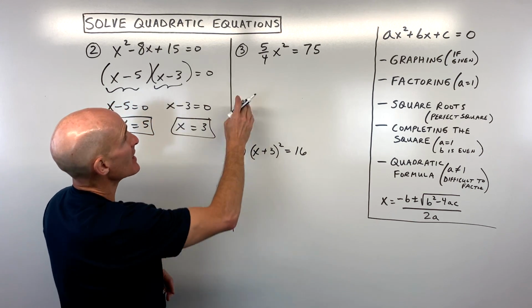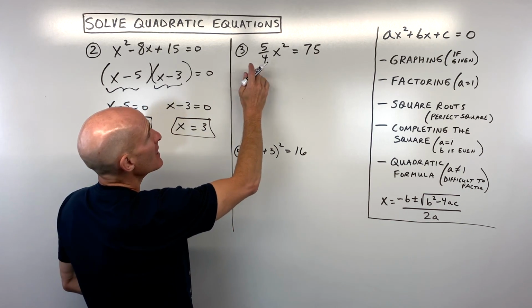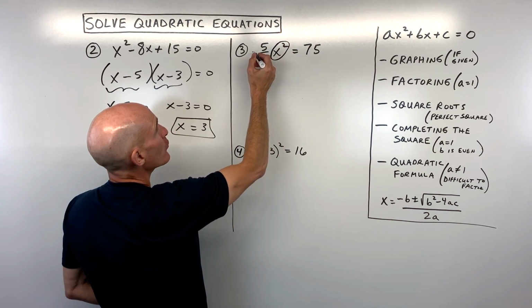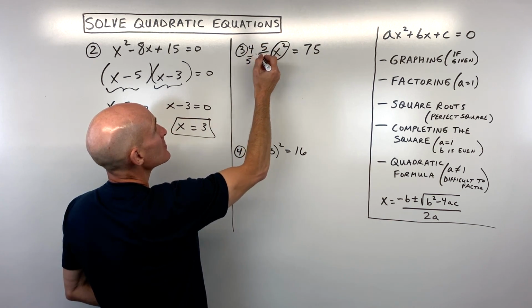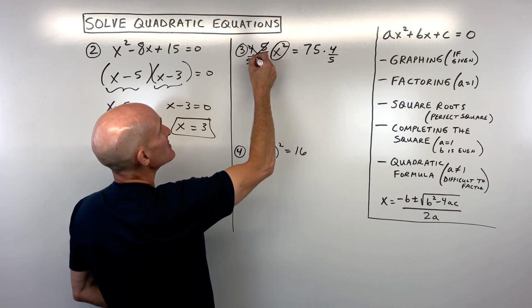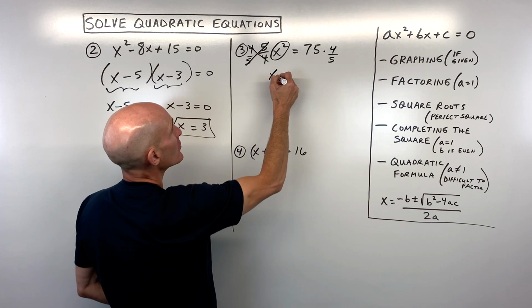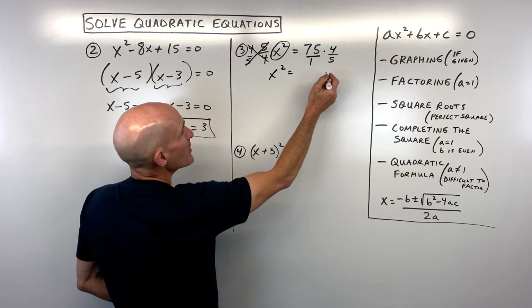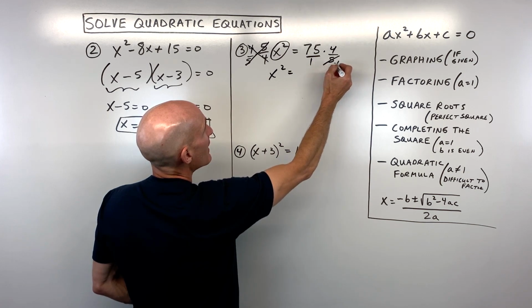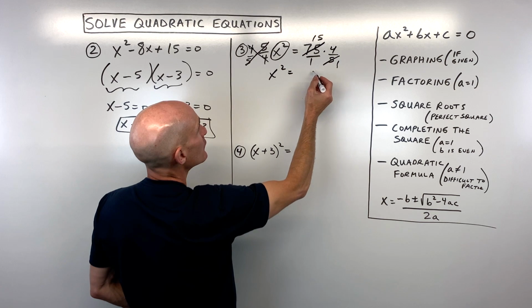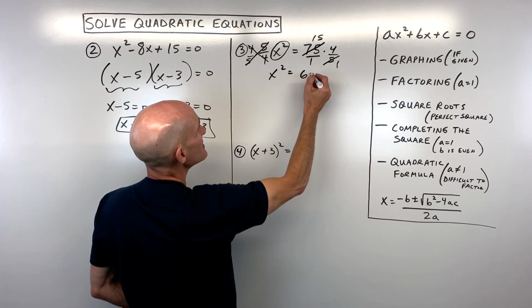So let's look at these examples here. Now for number 3, I'm trying to get this x squared by itself. So instead of multiplying by 5/4, let me multiply by the reciprocal, 4/5, to both sides of the equation. This way these cancel or undo each other and we're left with x squared. And here 75 is like 75 over 1. So we can do a little bit of cross reducing. 5 goes in here once, 5 goes in here 15 times. 15 times 4 is 60, divided by 1 is 60.